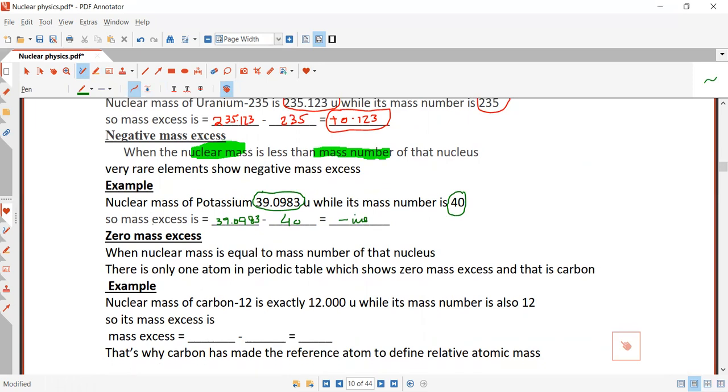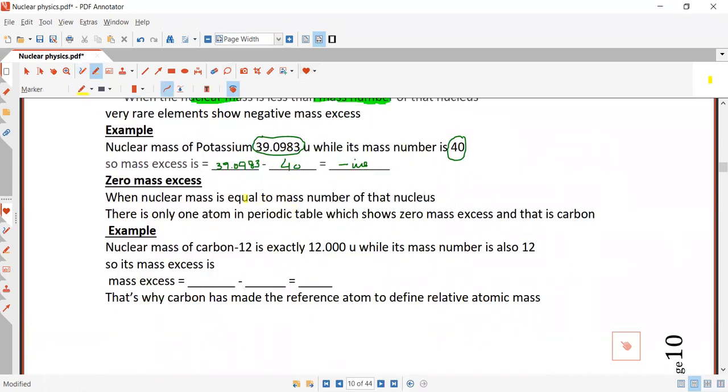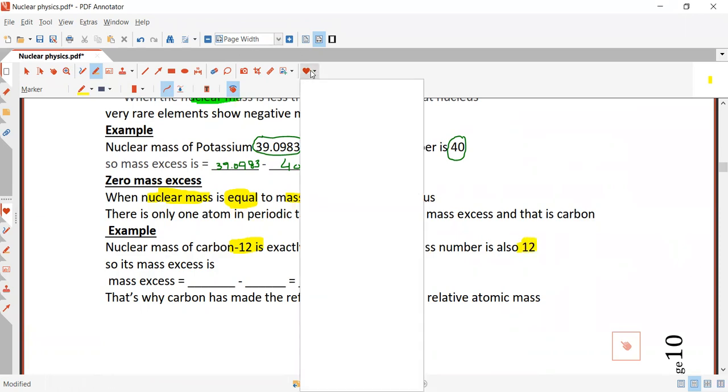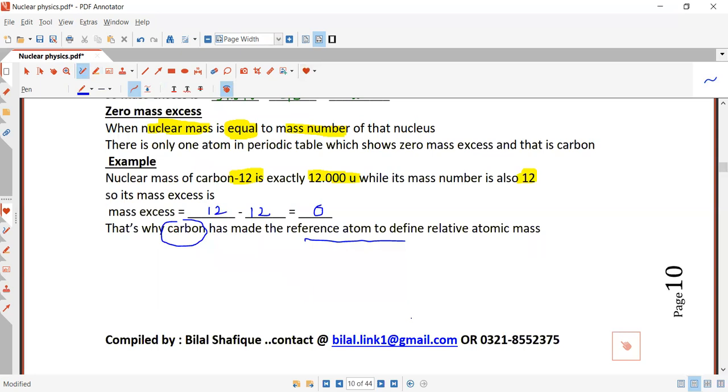And we can also talk about zero mass excess. Zero mass excess is when the nuclear mass is equal to the mass number, right? For example, carbon: its mass is 12.000 U and its mass number is also 12. So if we take the difference, 12 minus 12, it is zero mass excess. That's why we have made carbon the reference atom to define the relative atomic mass, right? You have done it in your chemistry.